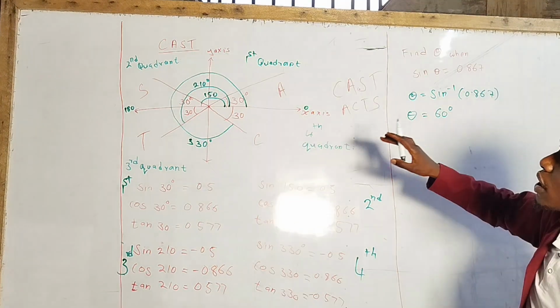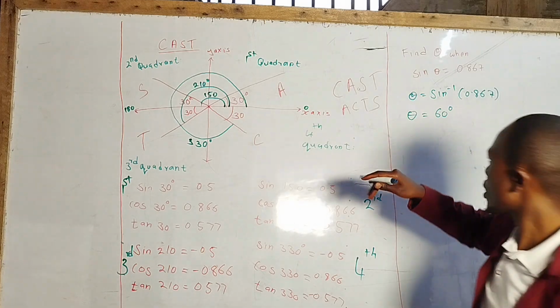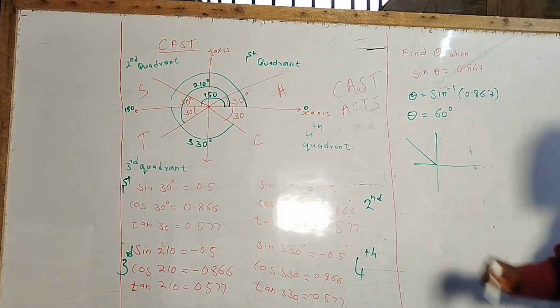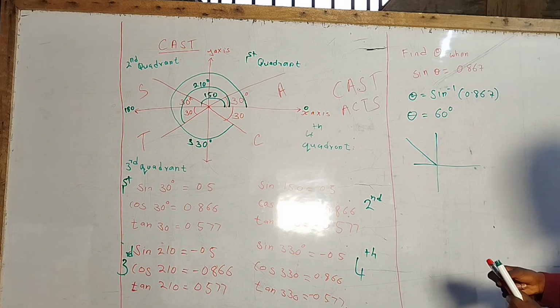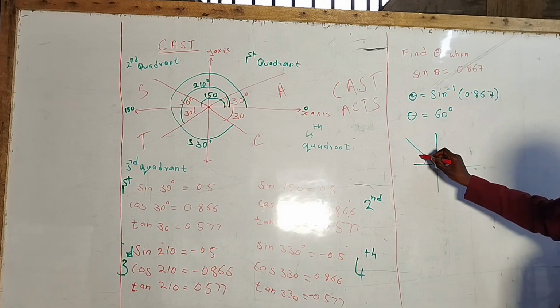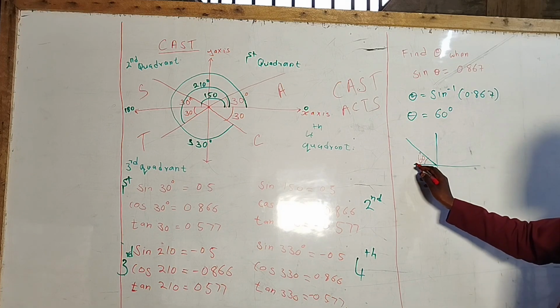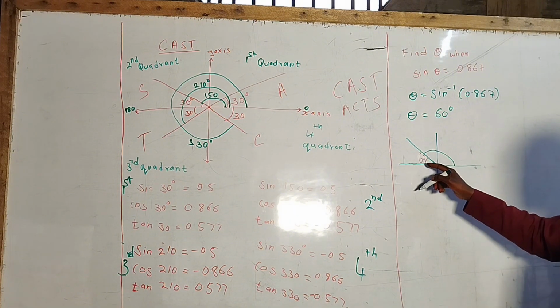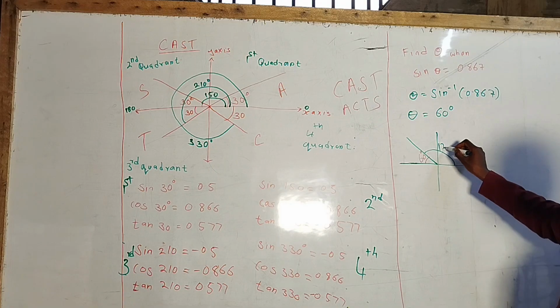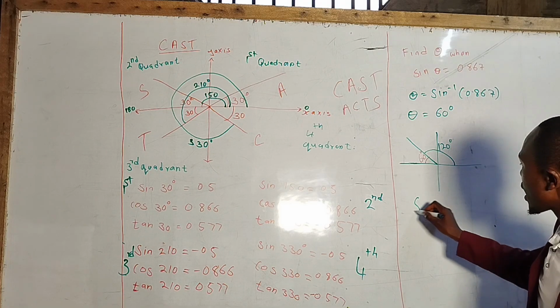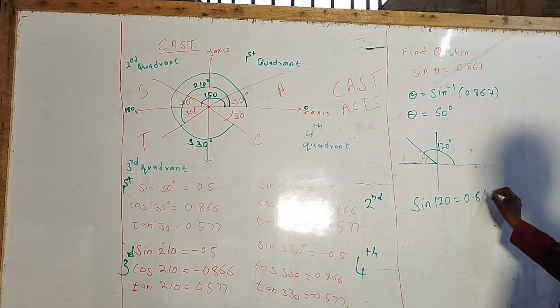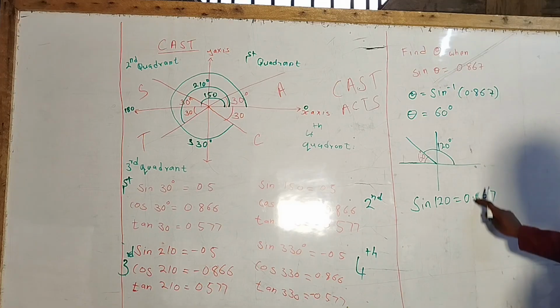Why? Because if we represent the 60 degrees in the second quadrant, we will be talking about 60 degrees at this point. So that then I'll have 60 degrees at that point. From the 0 mark, I'll talk about 180 degrees minus 60 degrees to give me 120 degrees. And this means that sine 120 degrees will also give me 0.867. You can prove this from your calculator.